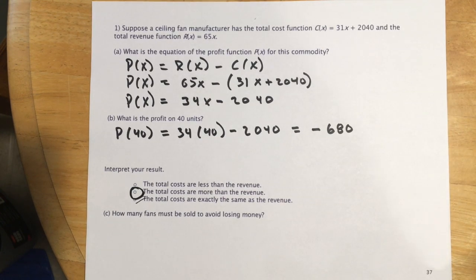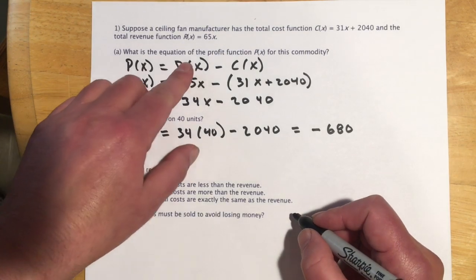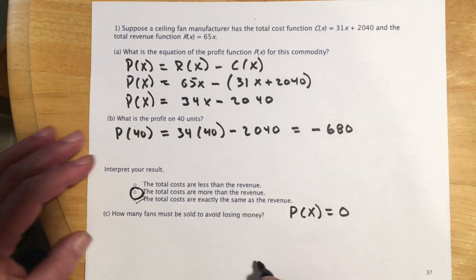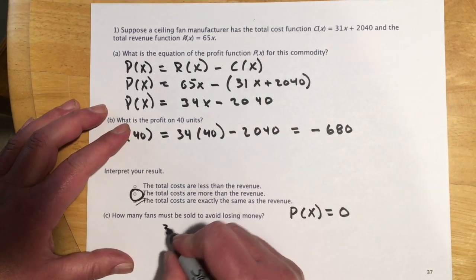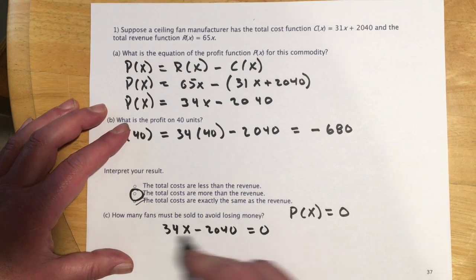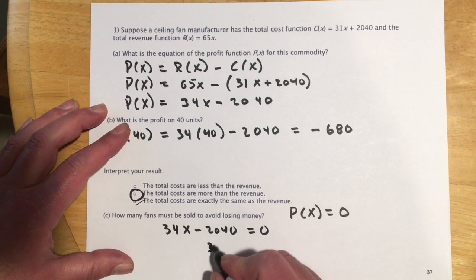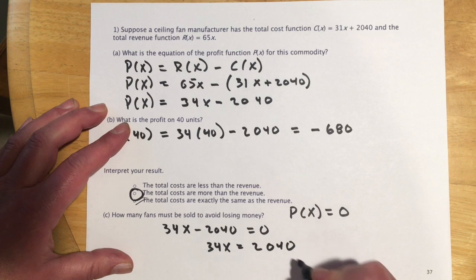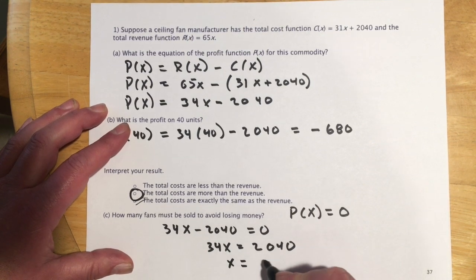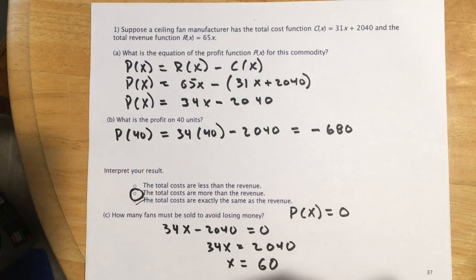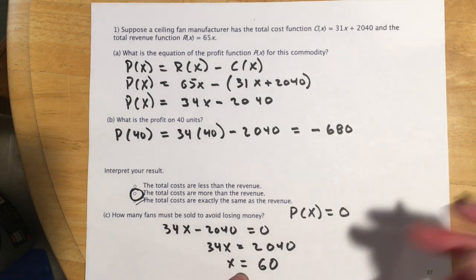And C is how many fans must be sold to avoid losing money. So what that means is we can do R of X equals C of X, or we can think of it as P of X equals 0. They both get there. Since I have P of X, I'll just do that. 34X minus 2040 equals 0. So when is the profit 0? Bring the 2040 over, and then divide over the 34. And I got X equals 60. So they have to make 60 units just to cover production, and then every unit after that they'll make money.